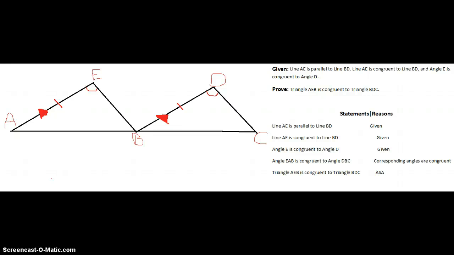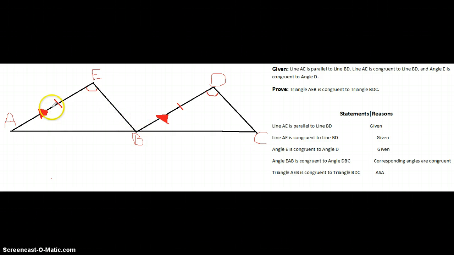Okay, today I'm walking you guys through a two-column proof that I've written, and I was given this problem here and this info over here, and I was supposed to write a two-column proof to prove that these two triangles, AEB and BDC, are congruent.